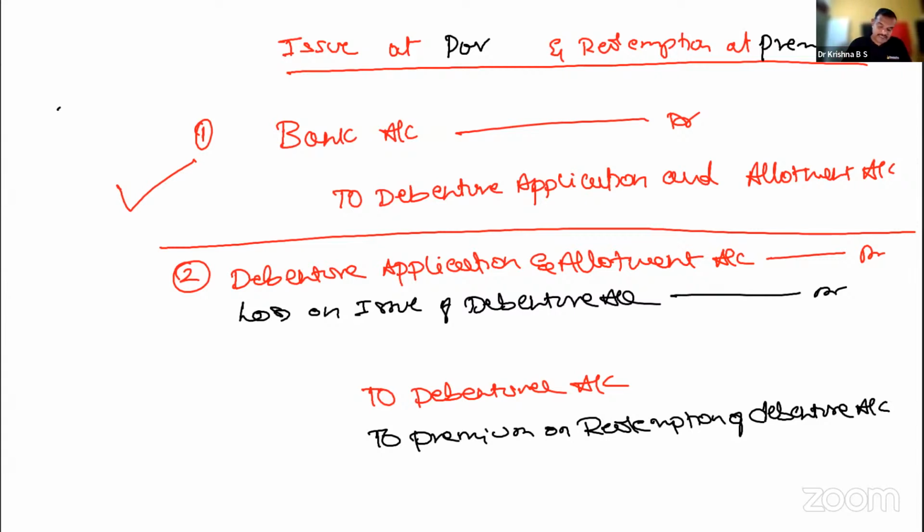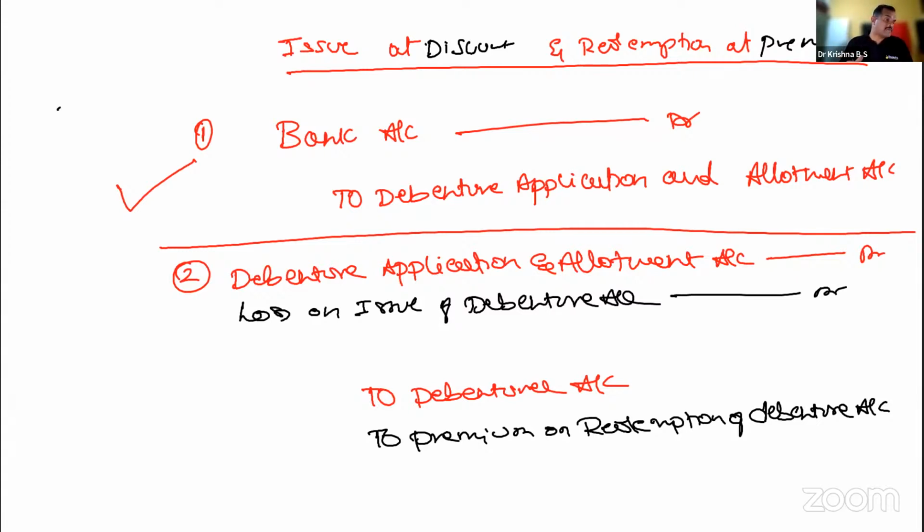Yes, case number 4 is done. So which is case number 5? Can you all tell me? Discount and premium, very good. Issued at discount, redemption at premium. I have good news for you: for case number 4 and case number 5, the journal entry is the same. There is no change in the journal entry, but there is a difference in the amounts, which I will teach you when I solve the problem.